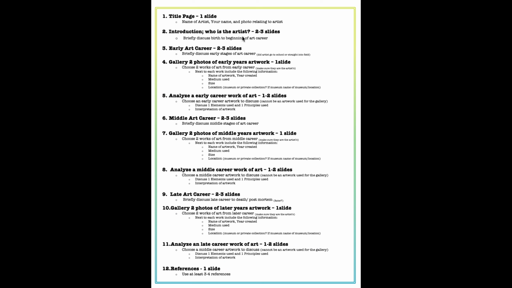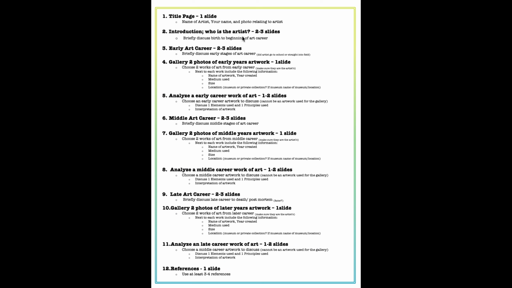Next, we're going to add 2 photos from that time period, from the middle years. And again, you're going to have a gallery for those. You're going to have 2 photos. You're going to give the information of the name of the artwork, the year it was created, and so on. You are going to analyze a middle career artwork. Again, this is something different than what you chose for the gallery photos. Discuss what element of art is used in it, one principle of design used in it, and interpret that artwork.